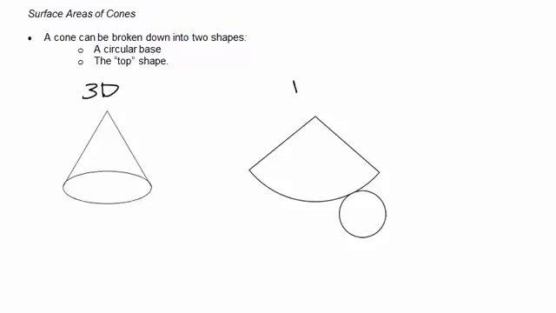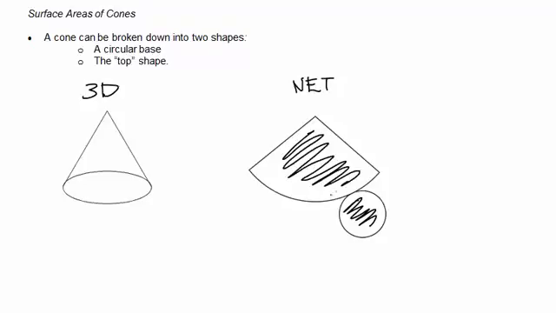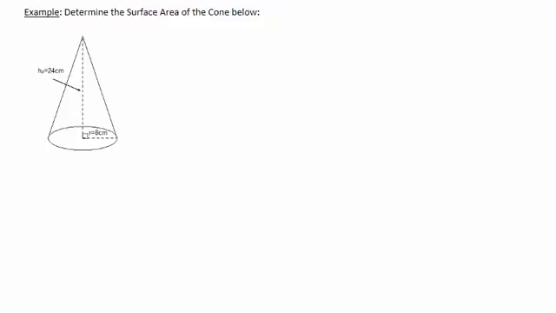If we're to look at the net representation of a cone, we'll see that again we have those two shapes. We have a circular base and we have the top shape. So to find the surface area, you'll calculate the area of the top shape and add it to the area of the circular base. So let's do an example. Determine the surface area of the cone below.